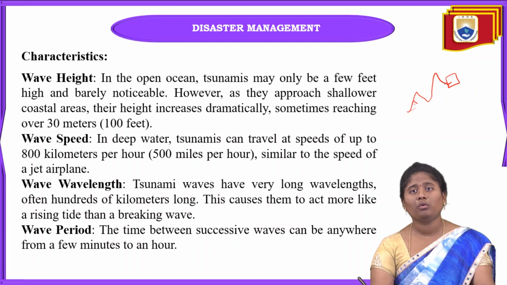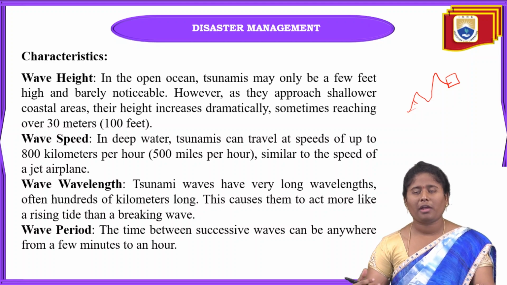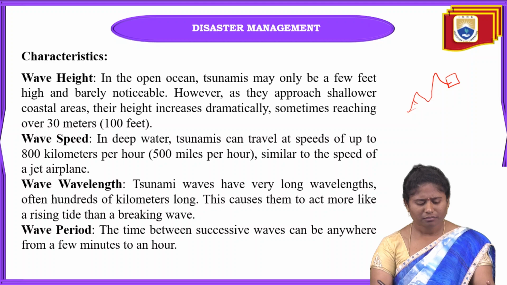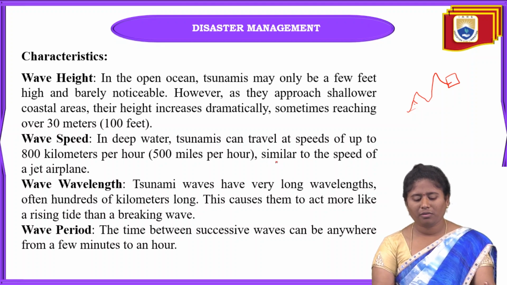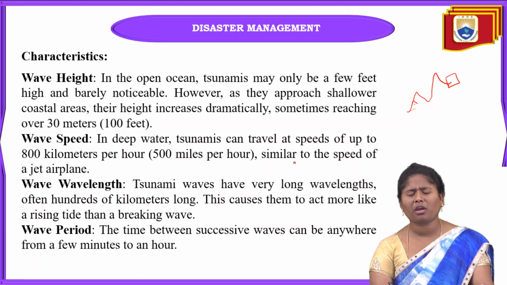Next one is wave speed. At how much speed do these tsunamis occur? 500 miles per hour. It means we cannot survive at this speed. Okay, even if we have the thought of surviving, we cannot survive. Why? Because this tsunami speed is just equal to the speed of a jet aeroplane. So that's why we cannot escape from these tsunamis.